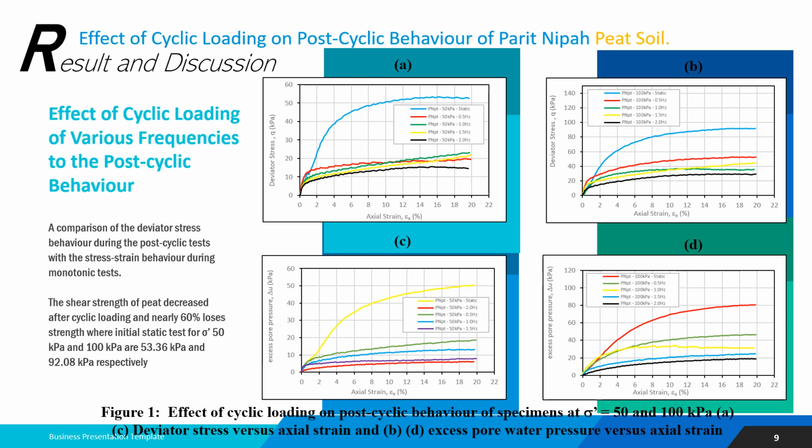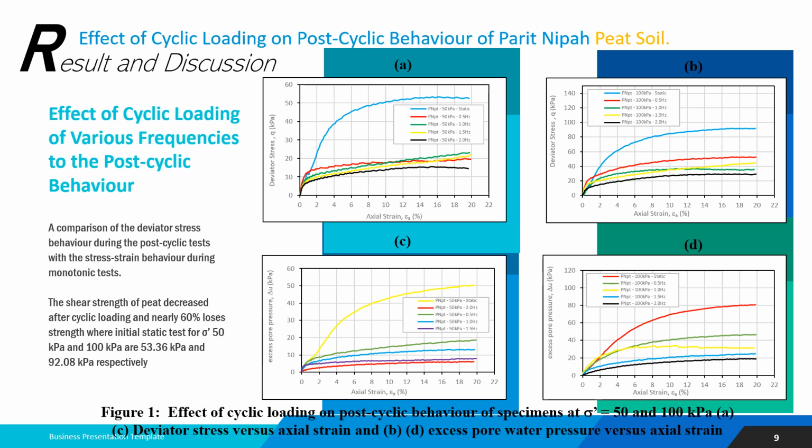Figure 1 shows the effect of cyclic loading on post-cyclic behavior of the specimen at 50 kPa and 100 kPa, for Parit Nipah. As observed in figure 1, the 50 kPa and 100 kPa effective stresses showed high similarity, resulting in a significant decrease of deviator stress after cyclic loading compared to the initial static test results. The shear strength of peat decreased after cyclic loading, with a loss of nearly 60% of strength, where the initial static tests for 50 kPa and 100 kPa are 53.36 kPa and 92.08 kPa respectively.